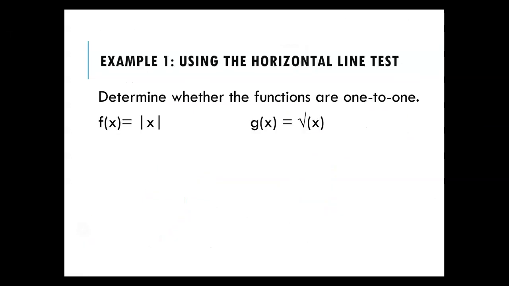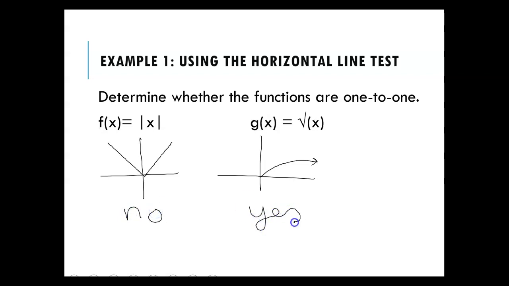Using the horizontal line test, determine whether the functions below are one-to-one. You might know without even graphing. So you could kind of picture the graph in your head. Absolute value is a V. A square root is basically half a parabola turned on its side, because the square root is the inverse of x squared with a restricted domain. So no pass, yes pass.